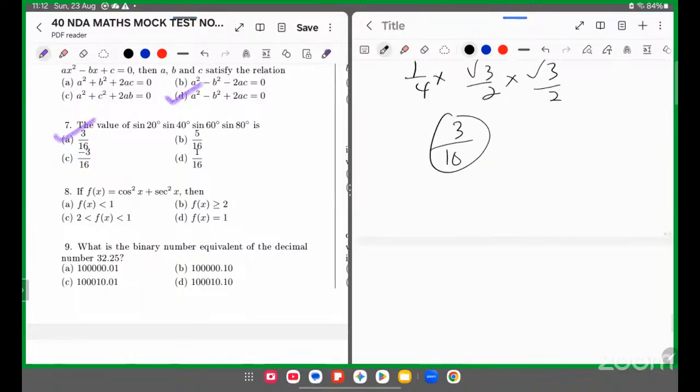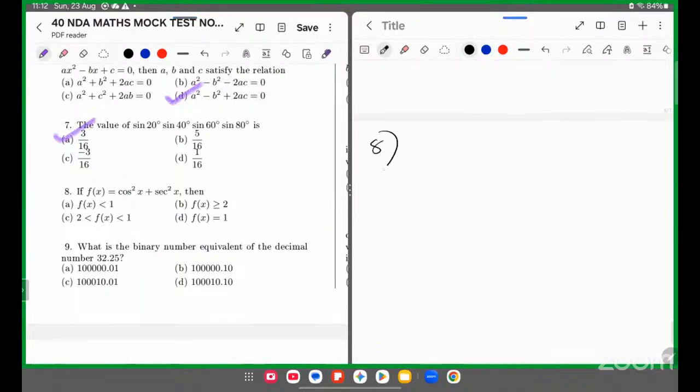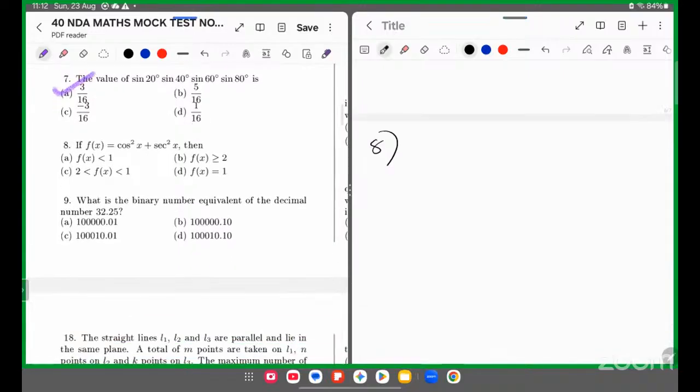Question number 8. If f of x is equal to cos square x plus 1 by cos square x, then f of x is cos square x plus 1 by cos square x. That means we have to take the derivative.